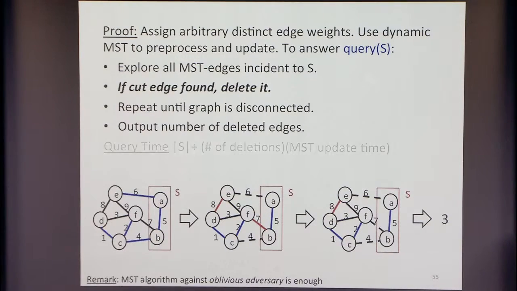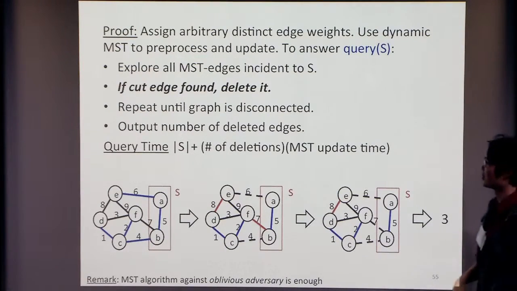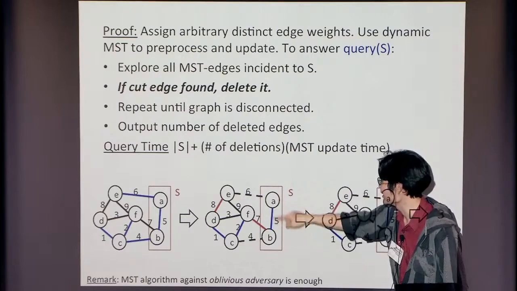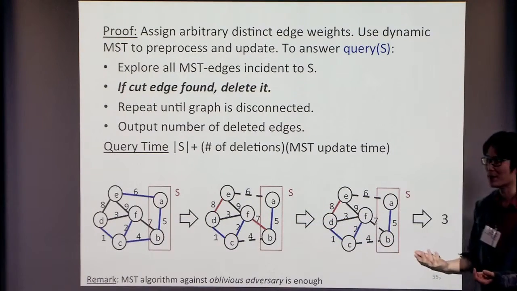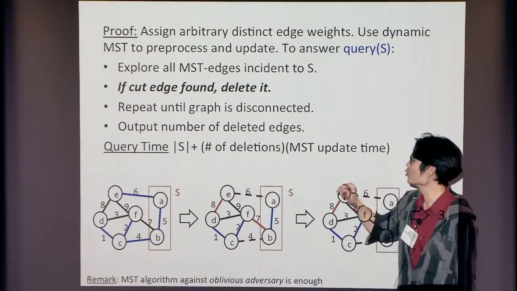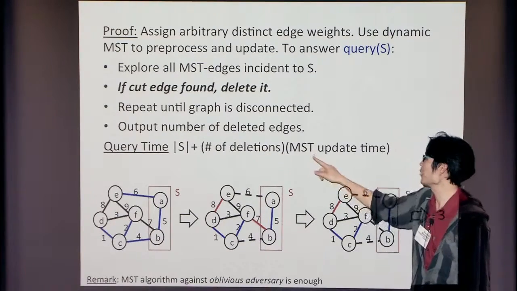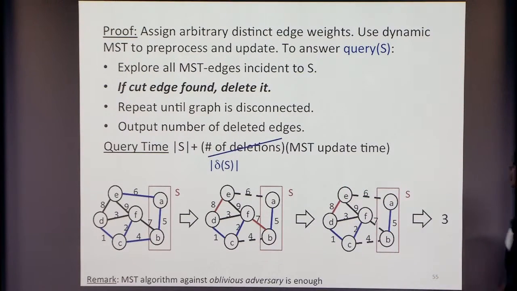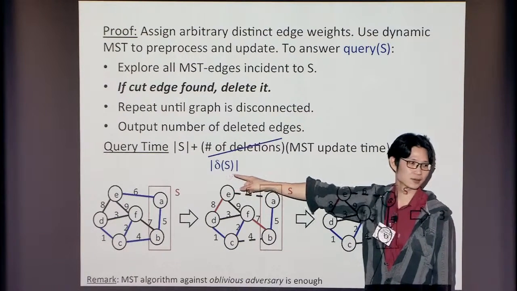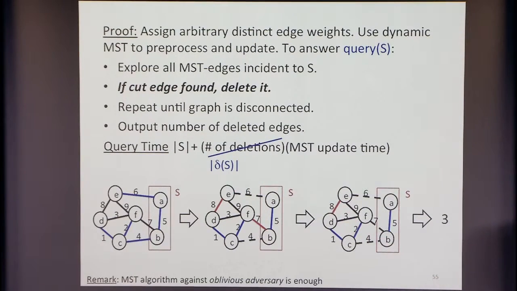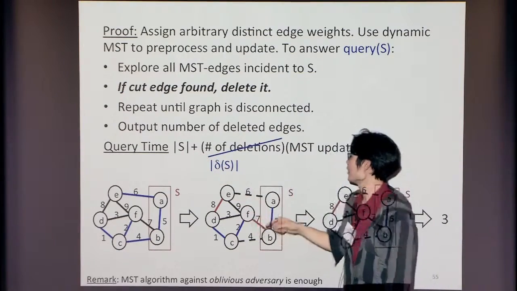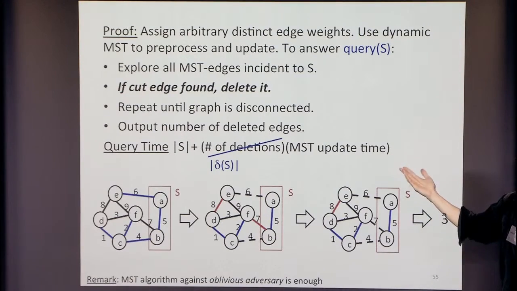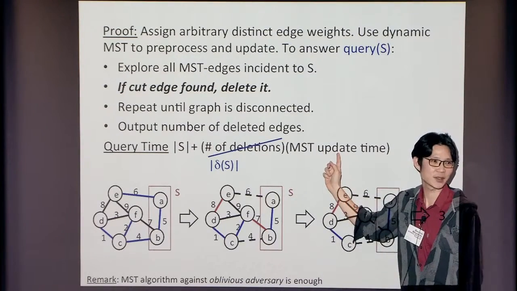So the running time, for the query time, should be obvious, I hope. So you probably need this much time to just read the query and also to explore edges inside S, which is in the MST. And then you have to do a number of deletions, and for that you have to pay the update time for the MST. But the number of deletions is your answer, delta S. So that's why the total query time will be S plus delta S times MST update time, which if you want to get better than root n, then this will be delta S times something better than root n.